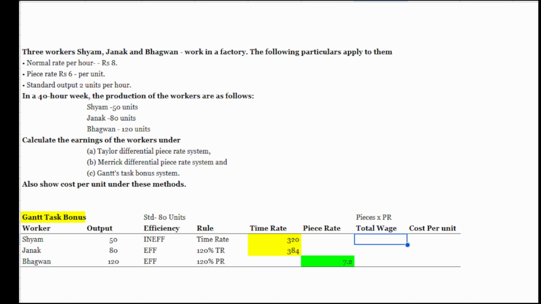So if you calculate cost per unit, you have 320 divided by 50, which is 6.4. And in the case of Janak, it is 4.8. And in case of Bhagwan, it is 7.2. Here you can observe, even though Sham was inefficient, his cost per unit is higher. And Janak, even though he was at standard, his cost per unit is low.